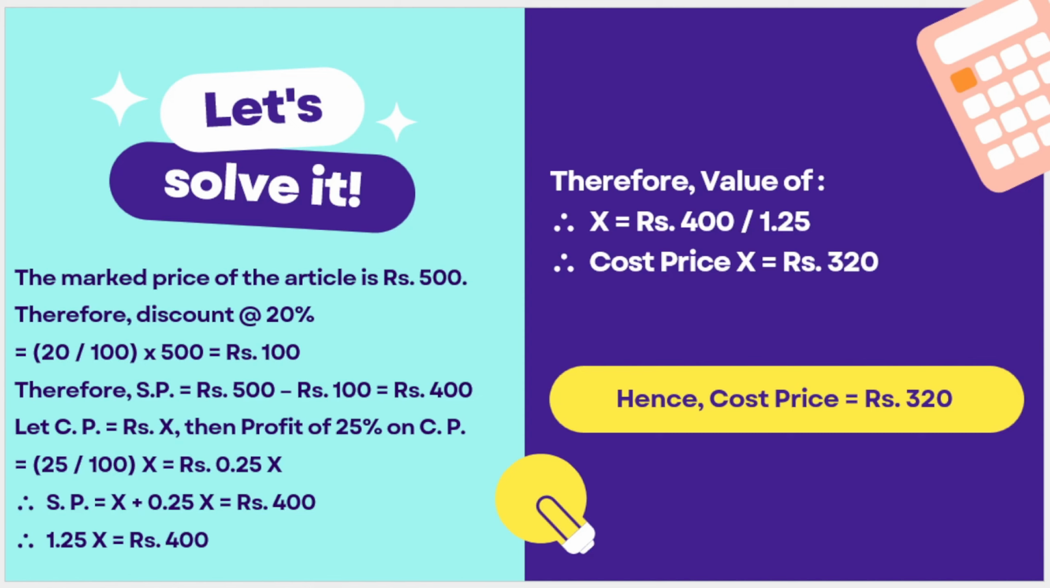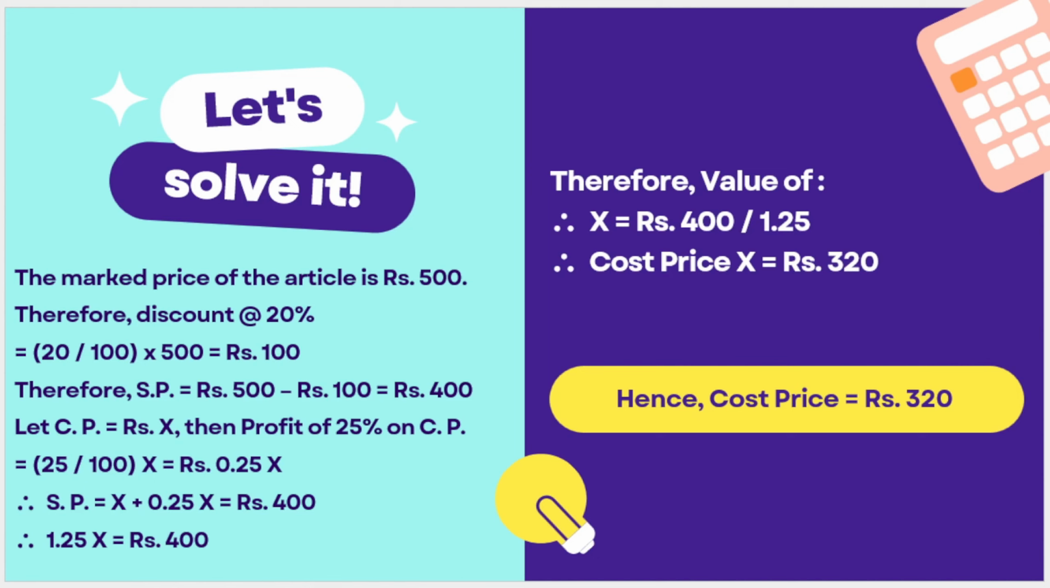Now, let the cost price be equal to rupees x. Then profit of 25% on cost price can be calculated as equal to 25 divided by 100 multiplied by cost price of rupees x, which comes to rupees 0.25x. Therefore, selling price can be written as equal to cost price of rupees x plus profit of 0.25x, which can be equated to the selling price of rupees 400 calculated above from the marked price.